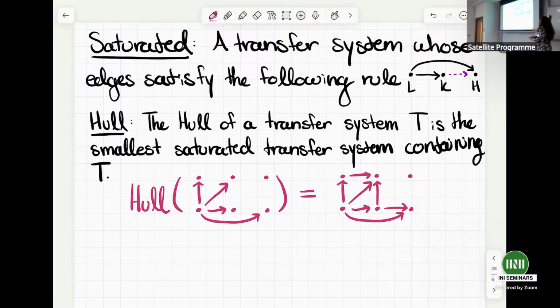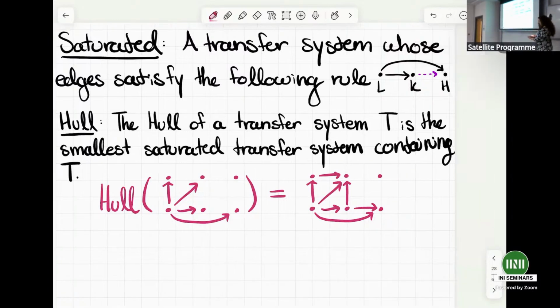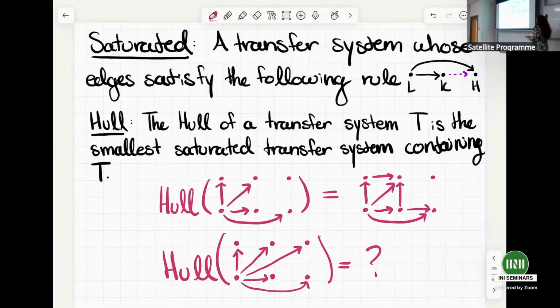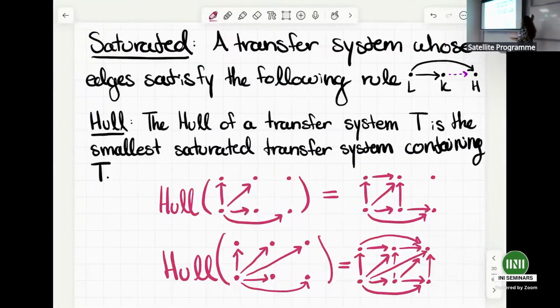Like composition and stuff like this won't force you to fail anything. But how about the hull of something like this, where this is just generated by the big edge? What happens? Well, it turns out you get the whole thing. And so this is actually true about any connected transfer system.